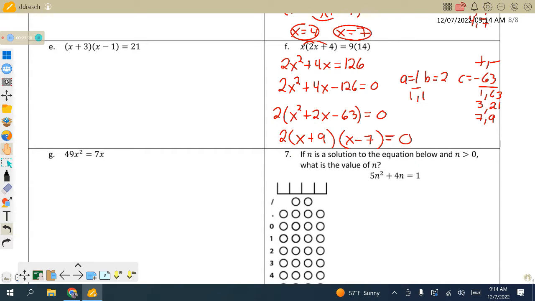But do I care about that GCF there? Only if it's a variable. So because it's a 2, I don't care about it. So what are my 2 solutions? There we go.